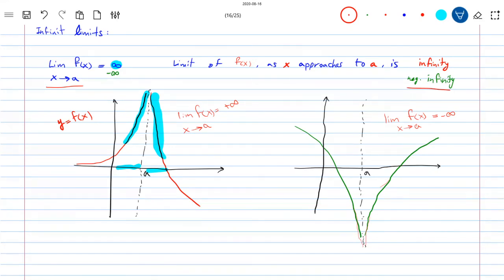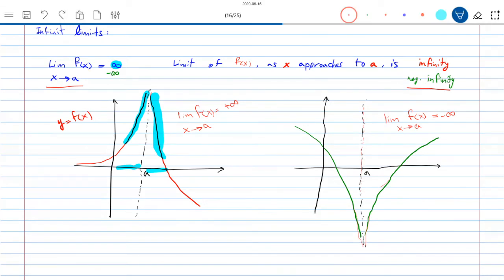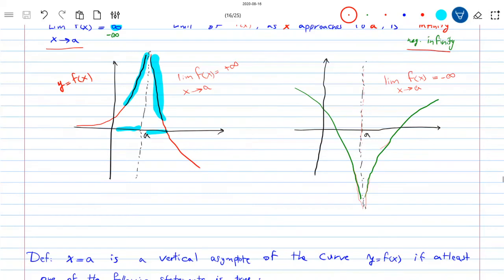This point a that I used a dashed line for, this is what we call a vertical asymptote. A vertical asymptote is where the function around that x value is increasing toward positive infinity or negative infinity. Sometimes the curves are not in the same direction. For example, instead of being like that, sometimes it's like this.